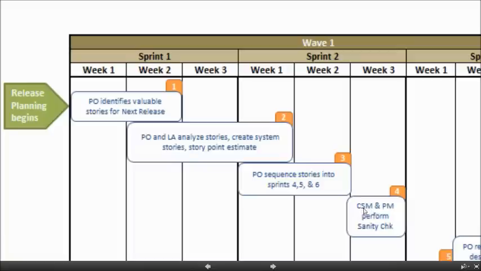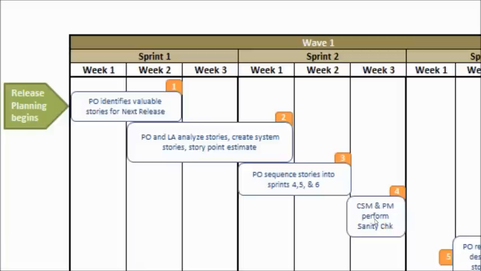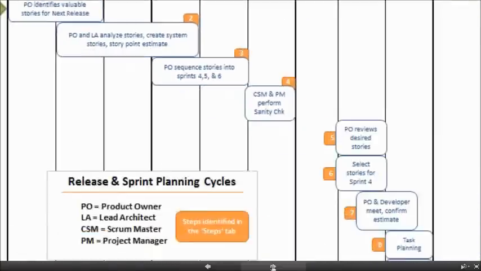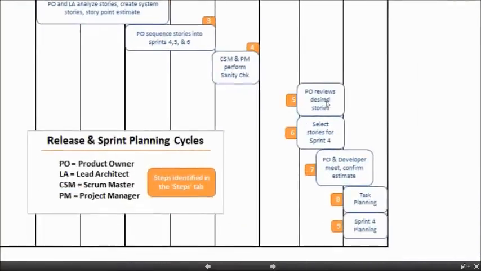And then the certified Scrum Master, that was me, and the product manager would perform a sanity check just to make sure, again, we talk about things like resources, talk about timelines, make sure that everything is doable. And then the product owner reviews the desired stories with the team, and the team will then select the stories for sprint 4, which is the next sprint in this case. The product owner and developer, they meet and confirm the estimates that the team just gave, and then they go through task planning and sprint 4 planning.